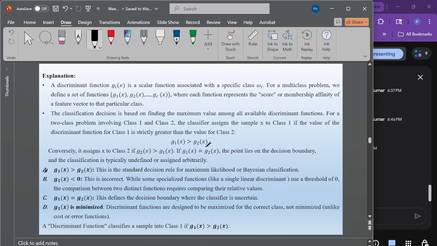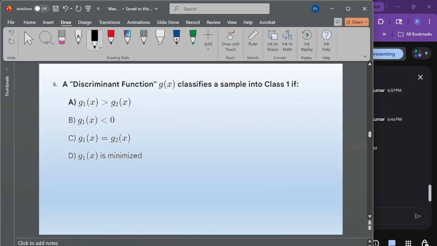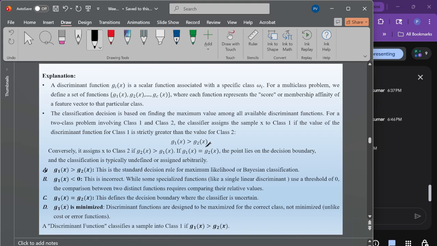So this is also not a correct one. For g1x is minimized, discriminant functions are designed to be maximized for the correct class, not minimized. So a discriminant function classifies a sample into class 1 if g1x is greater than g2x. So yeah, option A is the correct answer for this question. Okay, so I hope all of you have understood this question. Now moving to our next question.